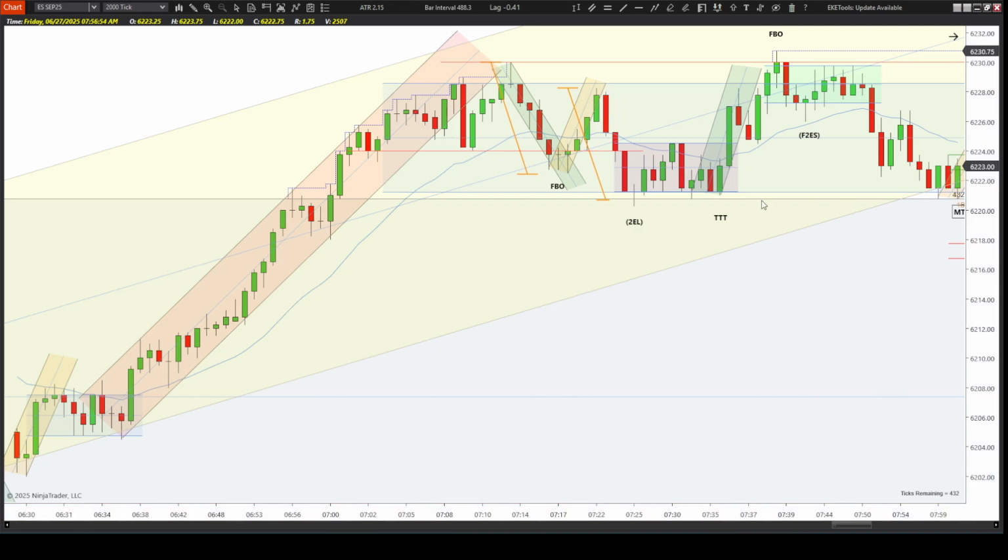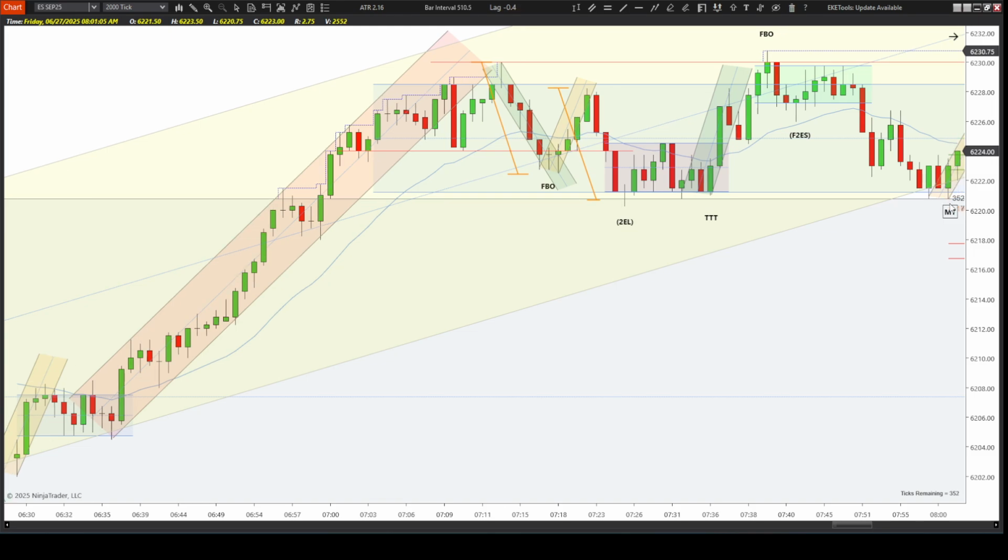If I see this, I see a multiple test. This is clearly some kind of support here. There's a failed breakout here, or if you drew it and dragged it up to here, then you could say there was no breakout here. But at the time, I was still trading it as a potential failed breakout with a potential come back down and break through on this side. So I'm seeing multiple tests, and now I see this.